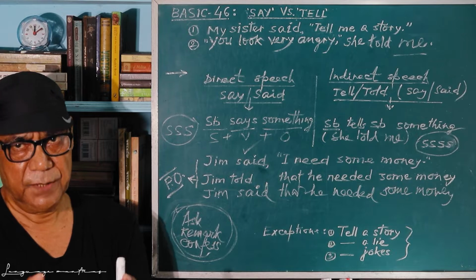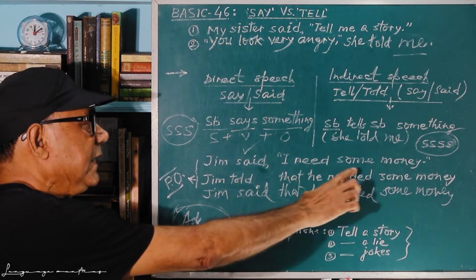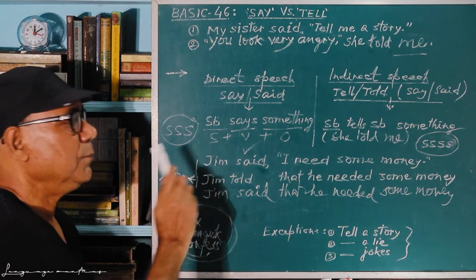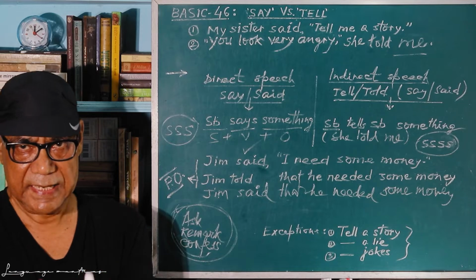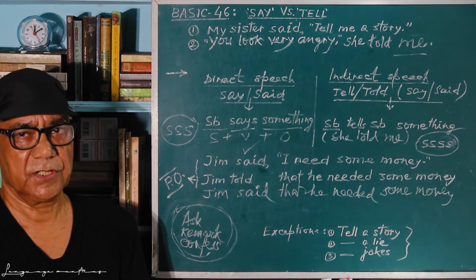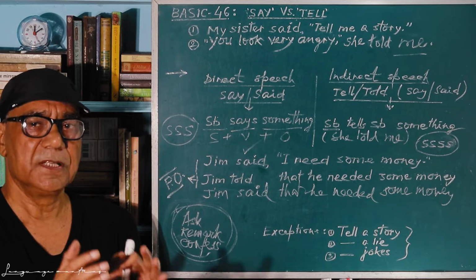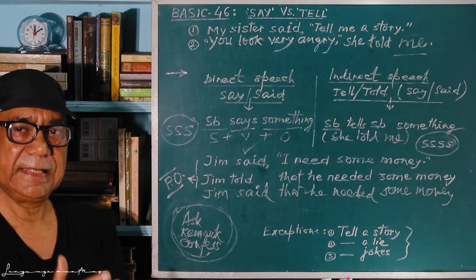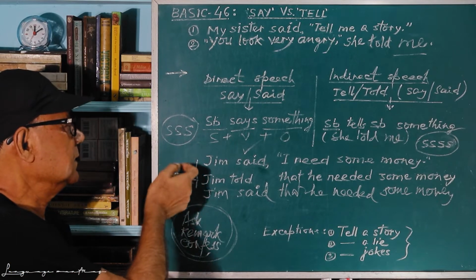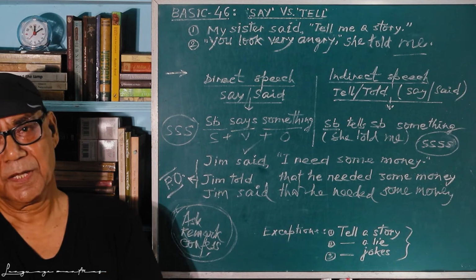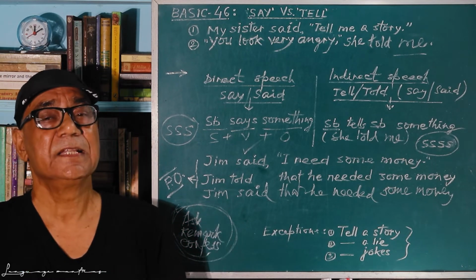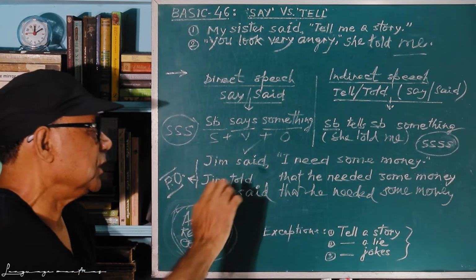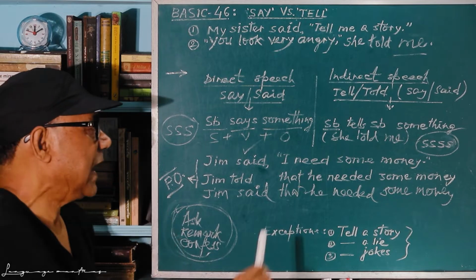When I say, Jim said, I need some money, you see the structure. There is Jim, a person, somebody. He says something, that's all. Subject, verb, object. SSS means somebody says something. But in case of the tell verb, this does not apply. You cannot use tell verb this way. You cannot say Jim told, I need some money.